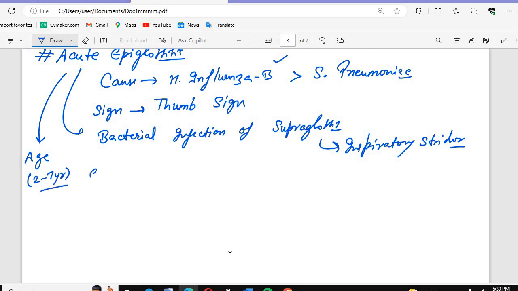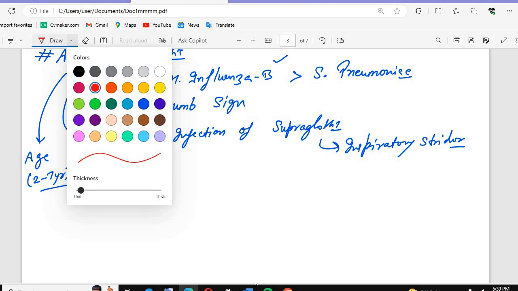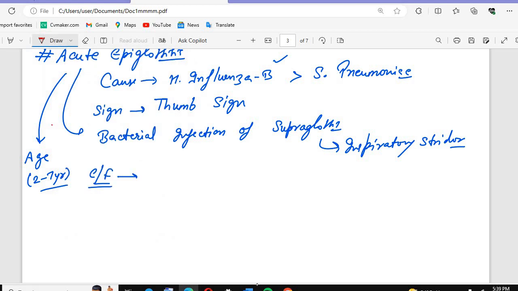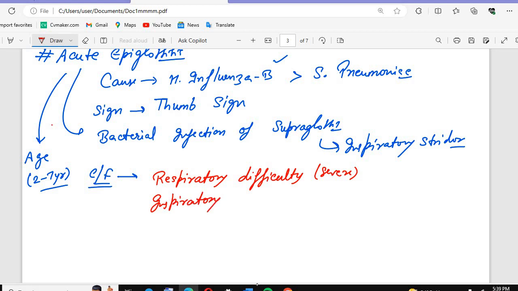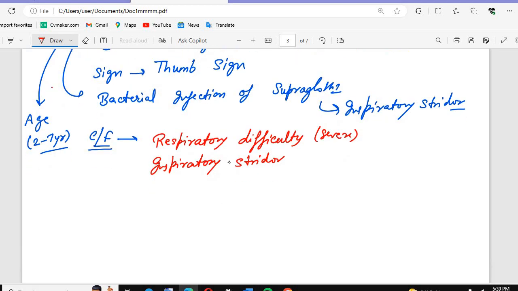What are the clinical presentations or the features? When we talk about the clinical features, always remember these patients will have respiratory difficulty, and that is severe respiratory difficulty. Along with that, as we already discussed, this patient will have inspiratory stridor. Does this patient have fever? Yes, sir, they have high fever.